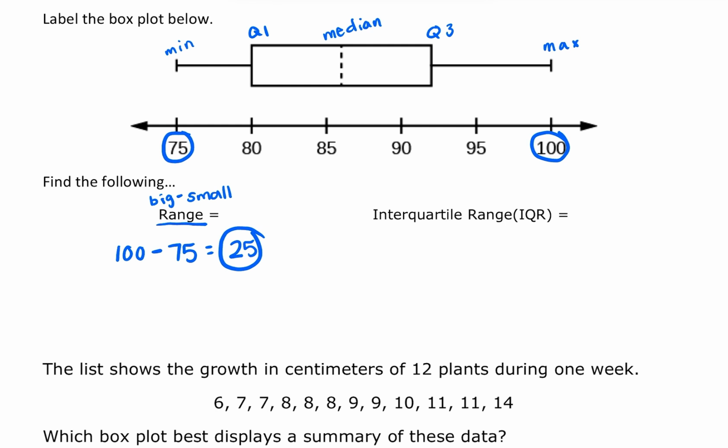Okay, and then it wants interquartile range, IQR. Hopefully we remember that is Q3 minus Q1. Order matters in subtraction. So Q3 would be here.